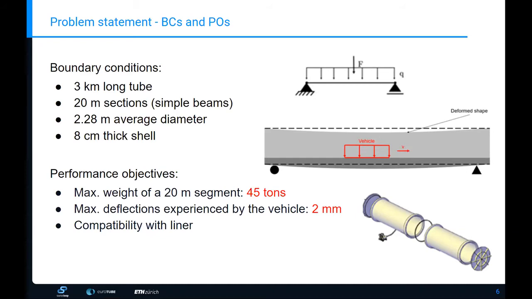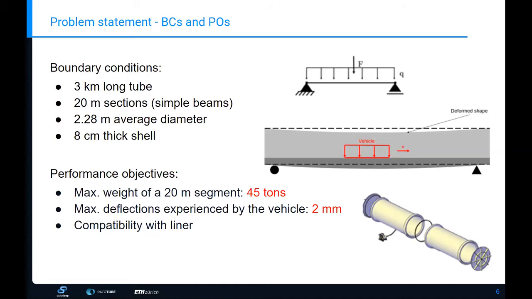The average diameter of the tube is about 2.28 meters, and the shell thickness is only 8 centimeters. Just a brief input: this is very, very thin compared to usual structures in civil engineering. So it's a very innovative project. Then the performance objectives are most likely 2 of 3, which are very important.